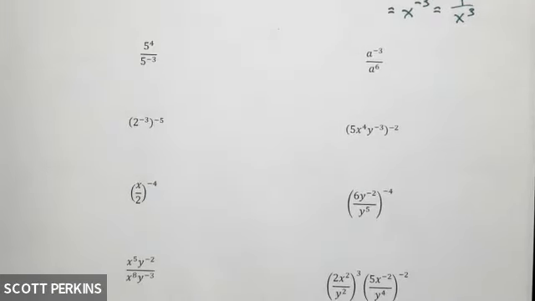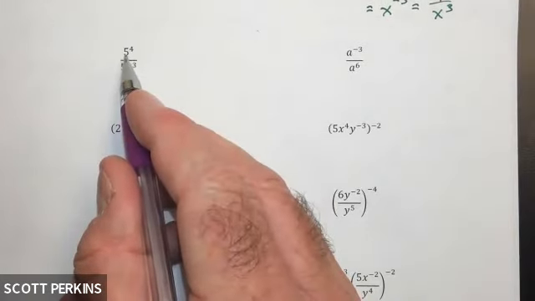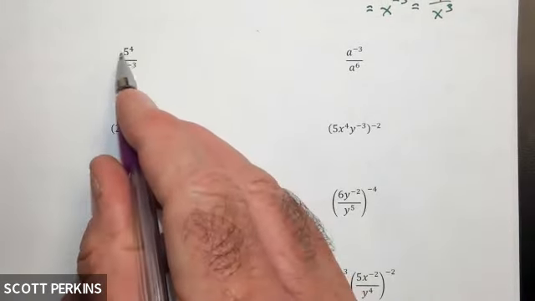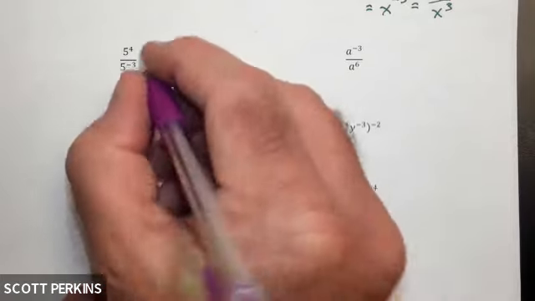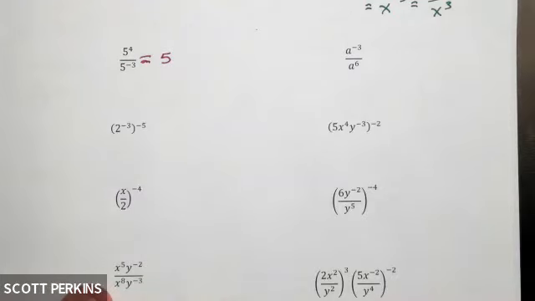All right, so the same thing happens on the next problem. So I have 5 to the 4th in the top, 5 to the negative 3rd. Again, it's a quotient rule because it's set up as a division. So my result is going to have a base of 5.